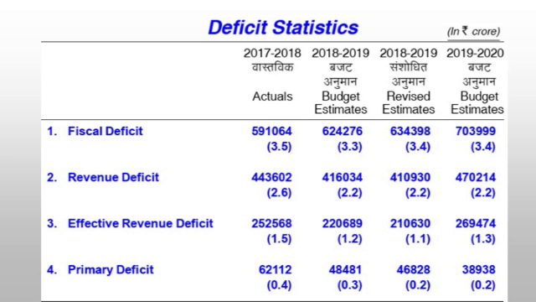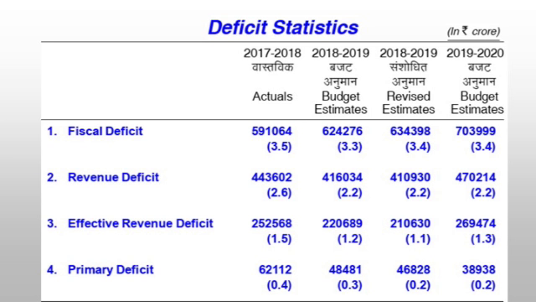Why is there a fiscal slippage? Fiscal slippage means the government is unable to meet the targets of fiscal deficit. Fiscal slippage, friends, means the government is unable to control the fiscal deficit, and we call that fiscal slippage in English.